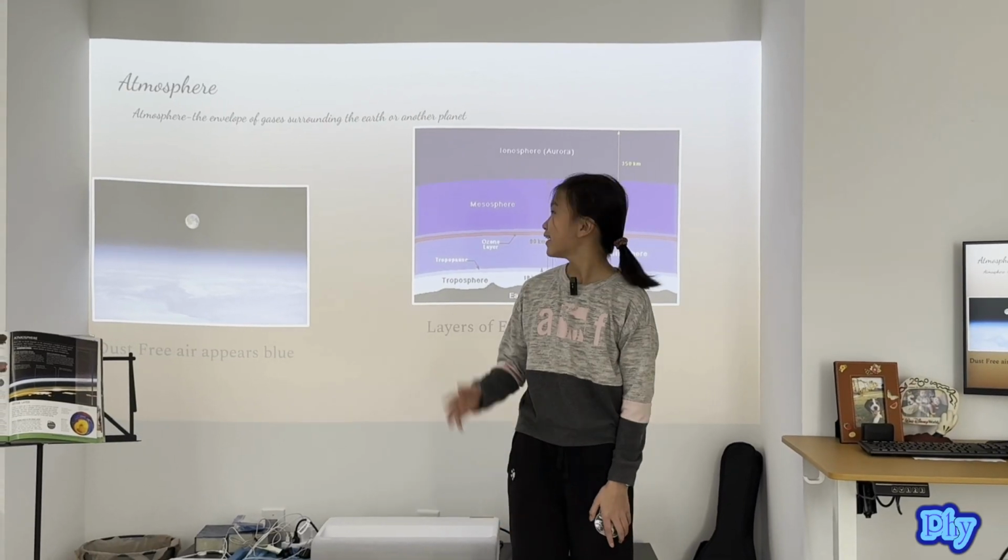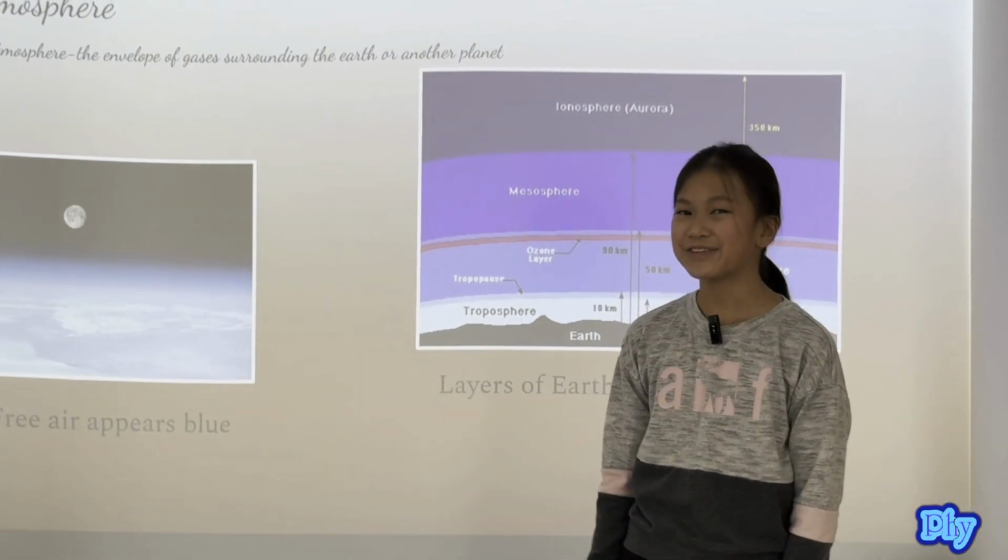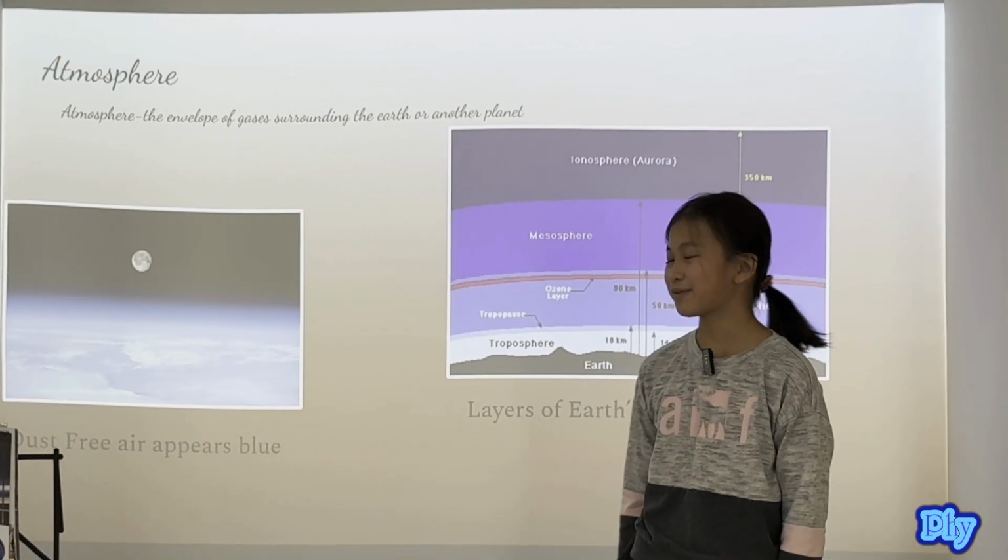Our atmosphere is the envelope of gases surrounding the Earth or another planet.